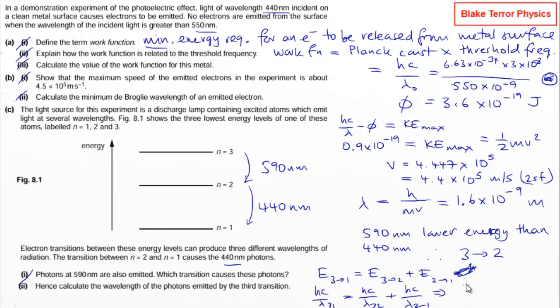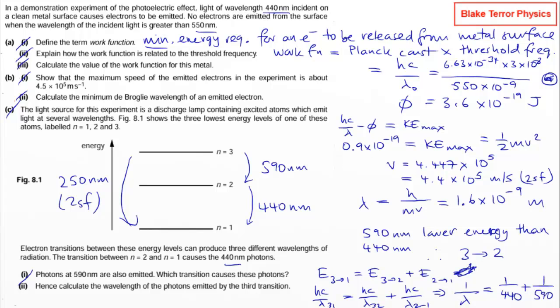So that is giving us that 1 over the wavelength that we want is going to be 1 over 440 plus 1 over 590. So we're just working this out, add those two fractions and then take the reciprocal, which is coming out at 252 nanometers, so 250 nanometers to two significant figures. Oh, that was a nice twist at the end of that question. So yeah, quite happy with that one.